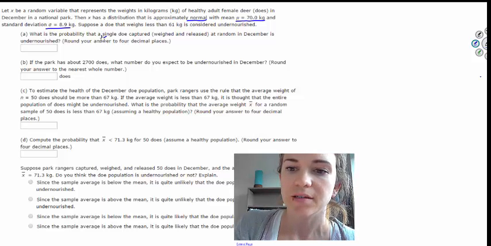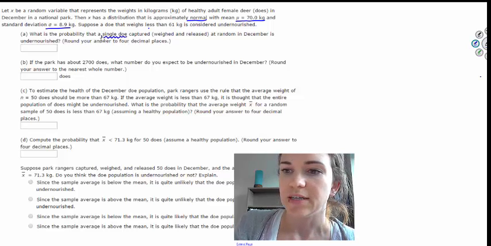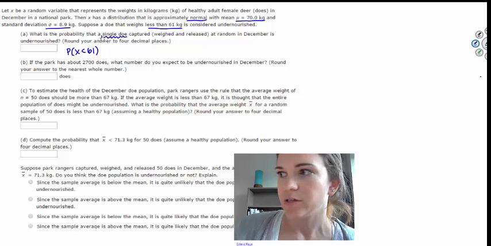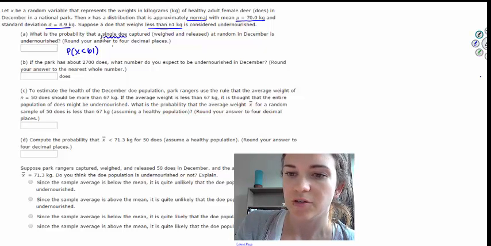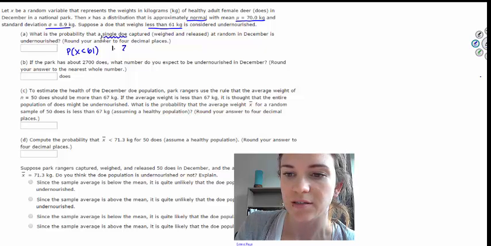The probability that a single doe is undernourished, or less than 61 kilograms, is the probability that X is less than 61 kilograms. We talked about two ways to do this in class. First, you could convert it to a Z value. So if X is 61, that Z would be 61 minus the mean of 70 divided by the standard deviation of 8.9.